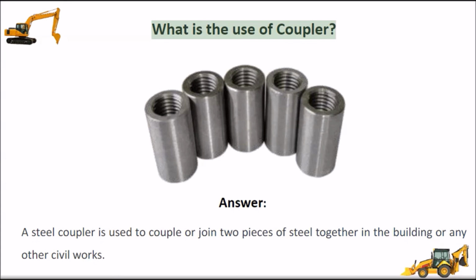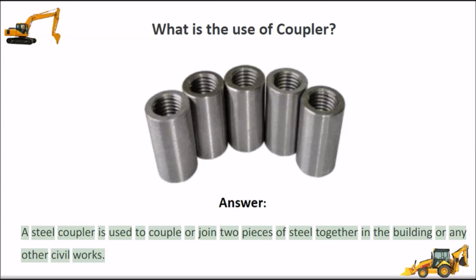What is the use of coupler? Answer. A steel coupler is used to couple or join two pieces of steel together in the building or any other civil works.